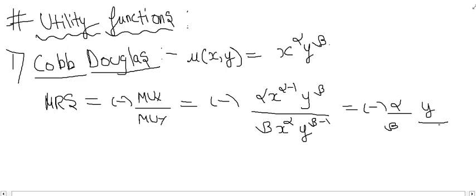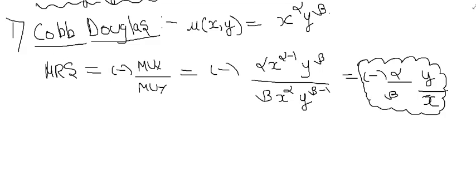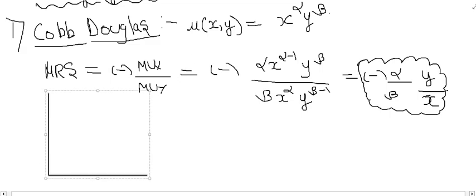y upon x. Now we can see that it is of the form y by x, therefore we would be getting a convex IC. Let's draw it. And our IC would be a perfect rectangular hyperbola. And the bundles can be here or here, anywhere they can be. This is good x, this is good y.